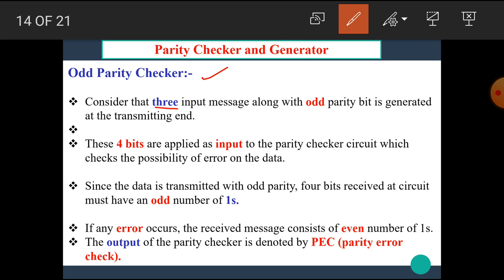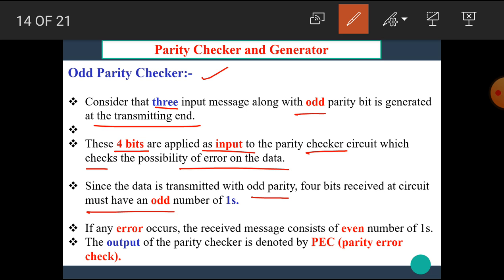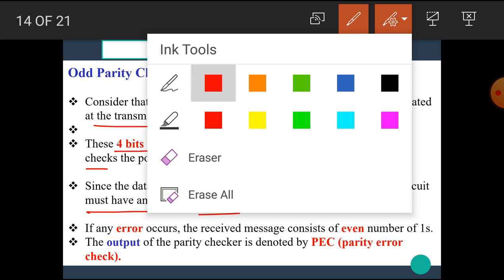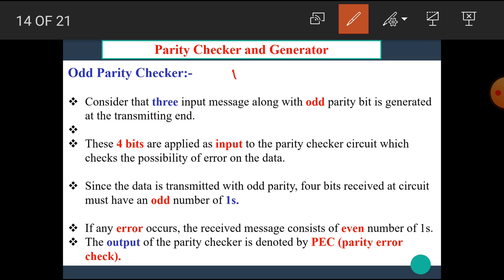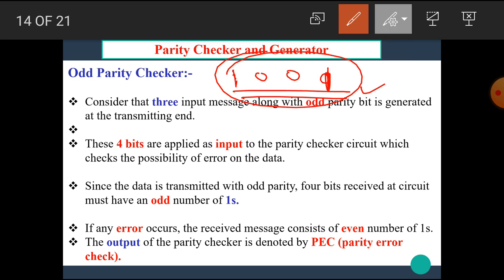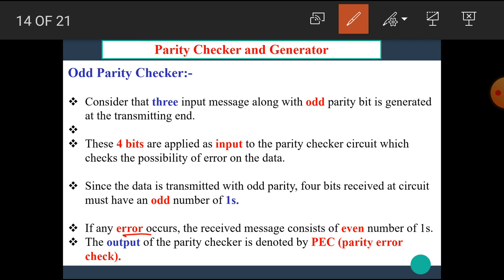Consider that a 3 input message along with an odd parity bit is generated at the transmitting end. These 4 bits are applied as input to the parity checker circuit, which checks the possibility of error on the data. Since the data is transmitted with odd parity, the 4 bits received at the circuit must have an odd number of ones. That means in the odd parity checker circuit, the received data should contain an odd number of ones. If it contains an even number of ones, then an error may have been introduced in this data. If any error occurs, the received message consists of an even number of ones.